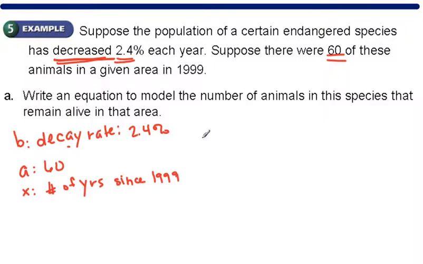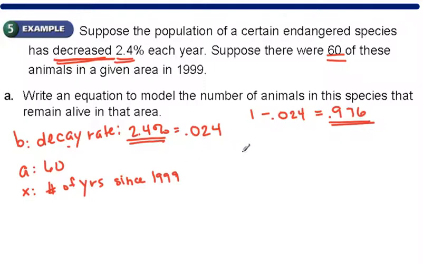All right, now to find your decay factor to put into your function, you are going to subtract this from 1. So let's convert that to a decimal first, and that's 0.024. And we need to subtract this from 1. So we have 1 minus 0.024, which is going to give us 0.976. So this would be our decay factor. This is less than 1. We expect that because it's a decay. If it ended up being greater than 1, we would have had to re-examine what we had put in.